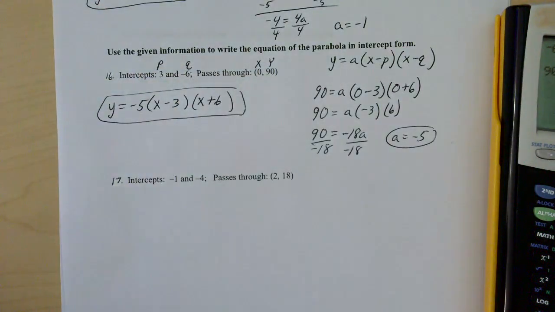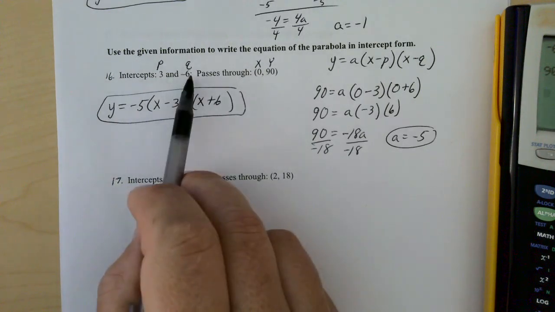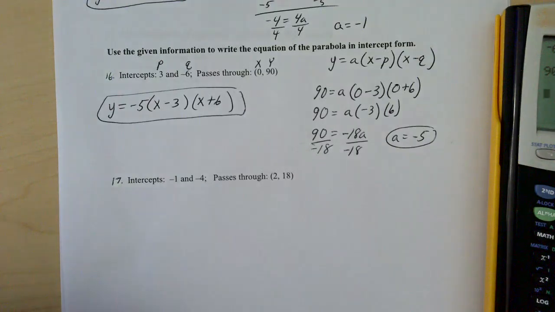Again, you could type that in your calculator if you had time, and just double check to make sure you see (3, 0) in your table, (negative 6, 0), that's where it's crossing the x-axis, and (0, 90). So that's all we're doing at this point.